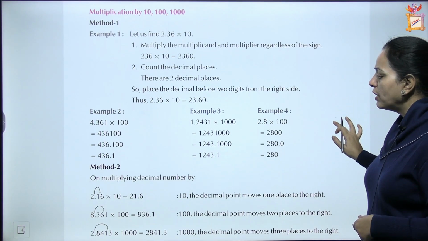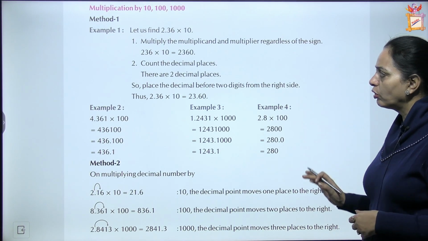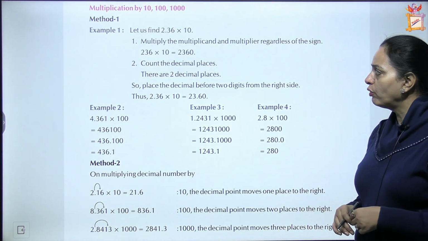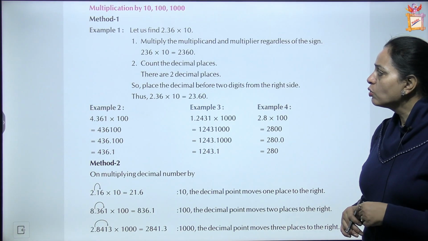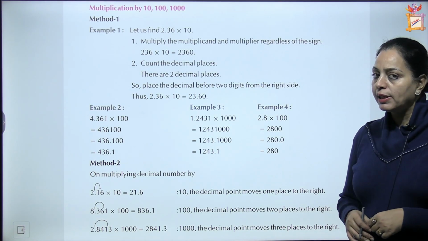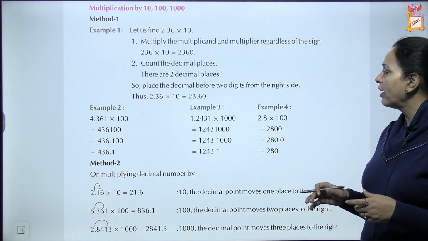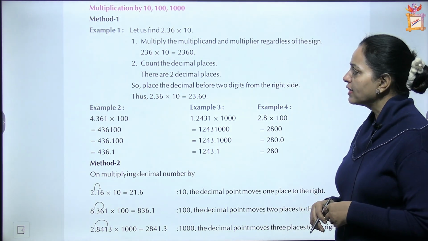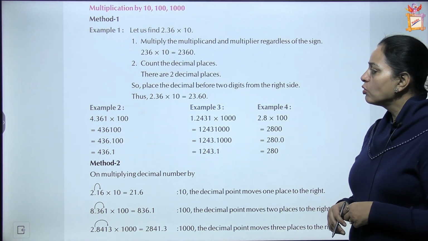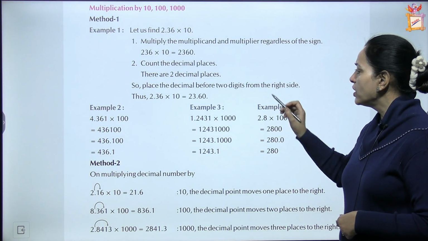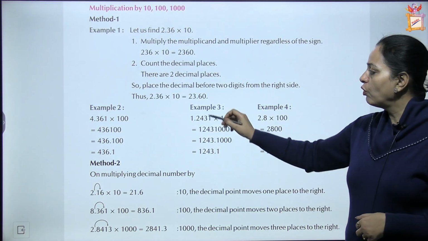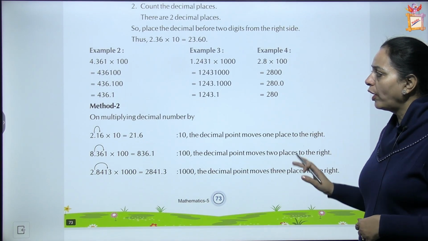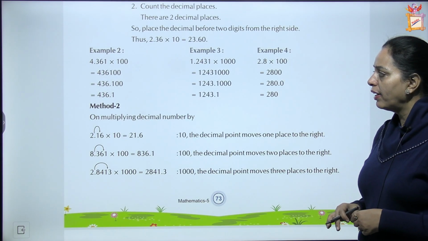Now we are talking about multiplication by 10, 100 or 1000. So method 1, example 1, let us find 2.36 multiplied by 10. So what to do? Multiply the multiplicand and the multiplier regardless of the decimal. This is the value. Now count the decimal places. There are 2 decimal places. So now place the decimal before 2 digits from the right side. So 23.60.